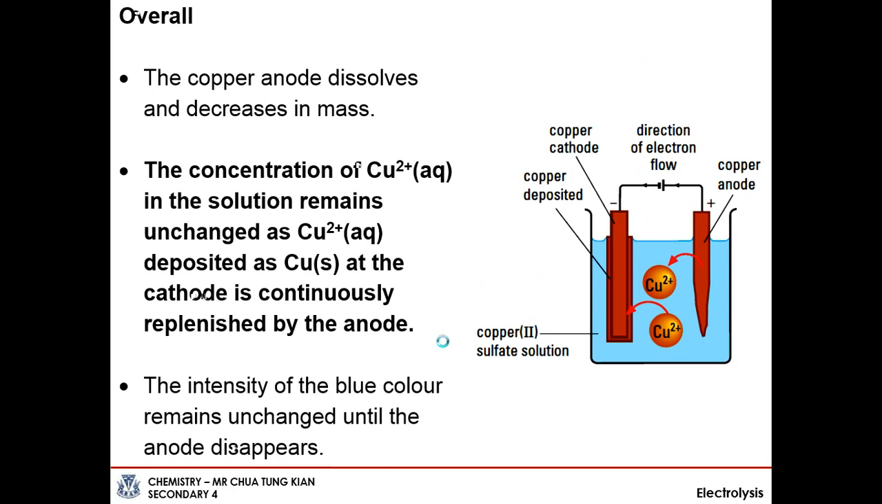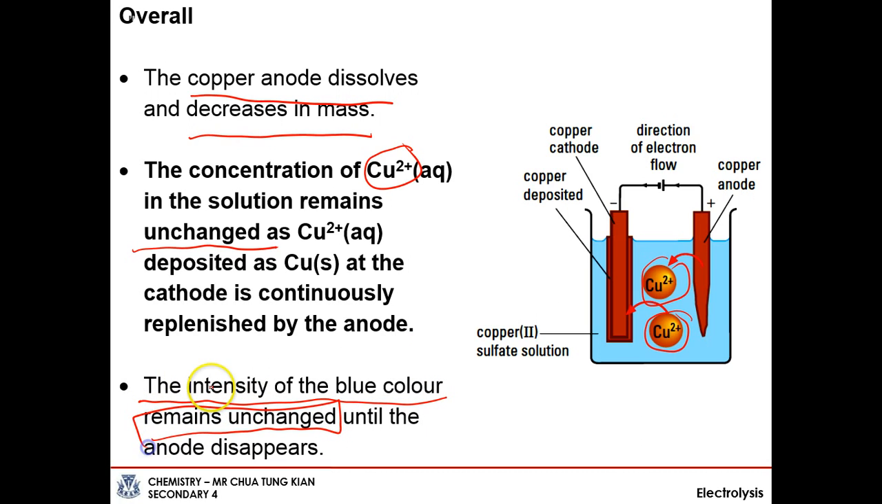So if I summarize this now, the copper anode will dissolve and decrease in mass. The concentration of Cu2+ remains unchanged because the Cu2+ from the anode continuously replenishes the Cu2+ that has been deposited on the cathode as copper. So at the end of the reaction, we expect the intensity of the blue color to remain unchanged. If it was blue, it will be blue. If it was light blue, it will be light blue. It will stay the same. This is how we replenish the ions that have been displaced at the cathode.